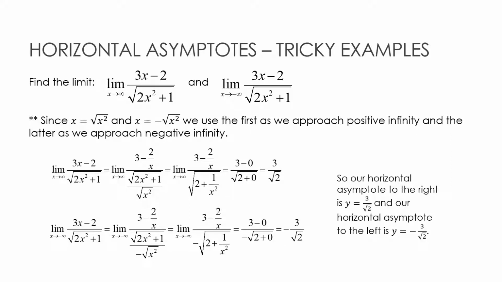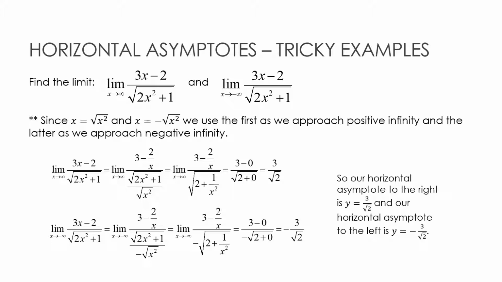So let's take a look at some of the trickier examples that you might come across when you're finding horizontal asymptotes. So I want to find the limit of the function (3x - 2) divided by the radical of (2x² + 1), and I want to find it towards infinity and towards negative infinity.